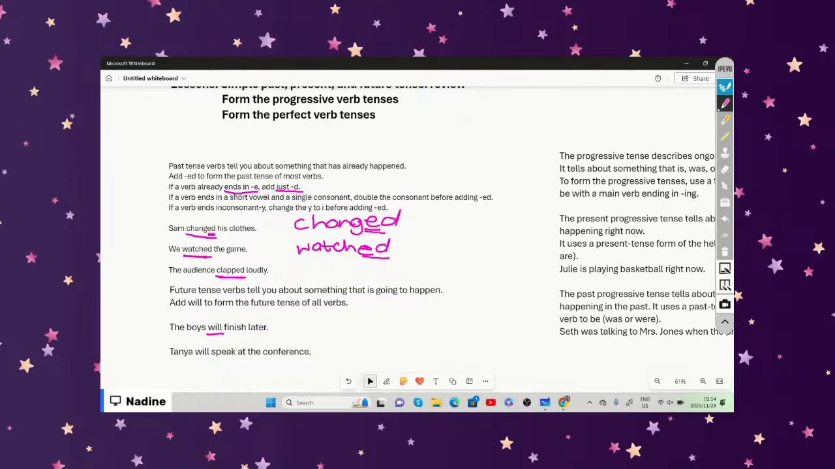Tanya will speak at the conference. That can either be tomorrow, next week, or next month, depending on when the conference is going to be. But Tanya will speak at the conference. It has not happened yet, it's not happening as yet, but it will happen in the future.